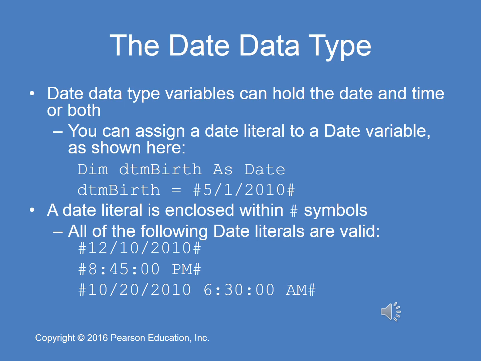Here are some examples of valid date literals: 12/10/2010, 8:45:00 p.m., or both, 10/20/2010, 6:30 a.m. All of those are valid values that can be stored in a date variable.